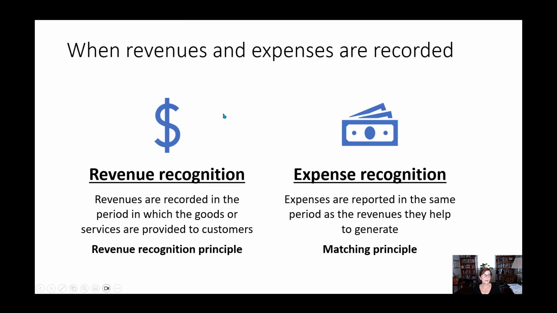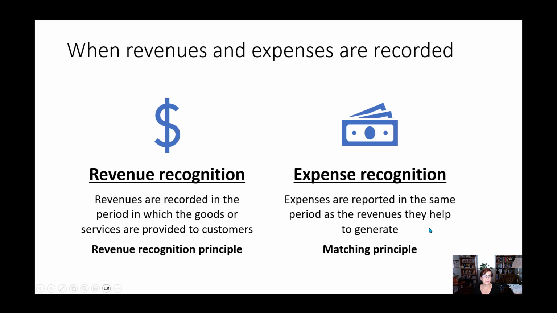So first, let's take a look at when revenues and expenses are recorded. This has to do with cash basis versus accrual basis accounting. Remember that we need to prepare financial statements in accordance with GAAP, generally accepted accounting principles, right? So the revenue recognition principle says revenues are recorded in the period in which goods or services are provided to customers. You might also hear that worded as when the performance obligation is satisfied. This is GAAP. This is how we record revenues when we are preparing our financial statements.